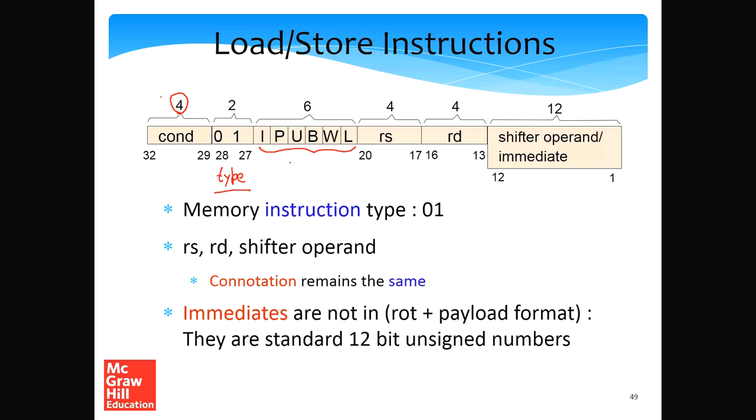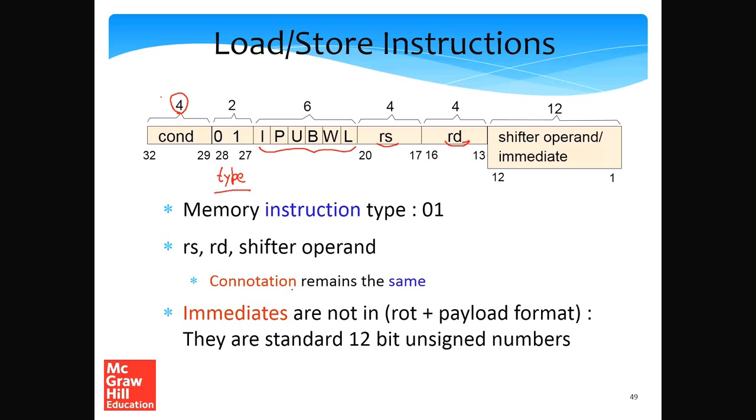So RD in the case of a load instruction is the destination of the load, and RS is the base register. In the case of the store, they maintain a similar connotation. RS is still the base register, and RD is the register that the value comes from. And the most important thing is that immediates in the load store format are not in the rotate plus payload format. Instead, they are standard 12-bit unsigned numbers. This is an important distinction to keep in mind, that these are standard 12-bit unsigned numbers, and they are not in any special format, neither are they signed numbers.